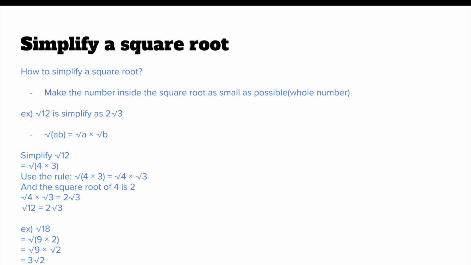Let's look at one more example. When we say simplify root 18, it is the same as root 9 times root 2. And the square root of 9 is 3, so root 18 is 3 root 2.